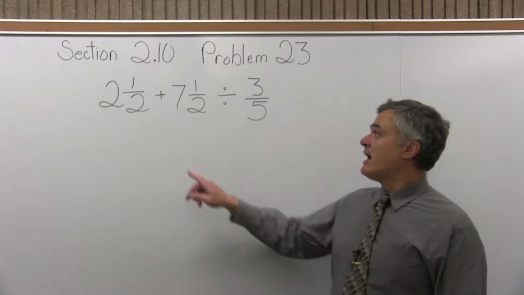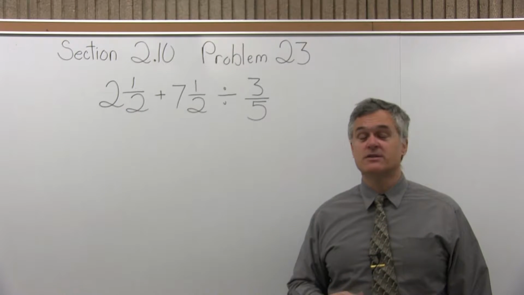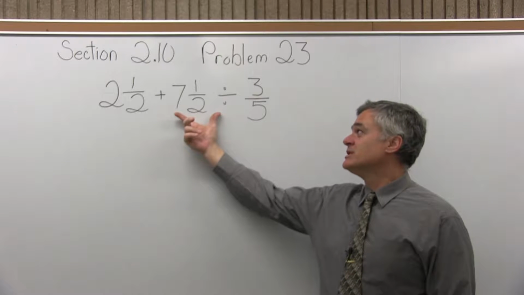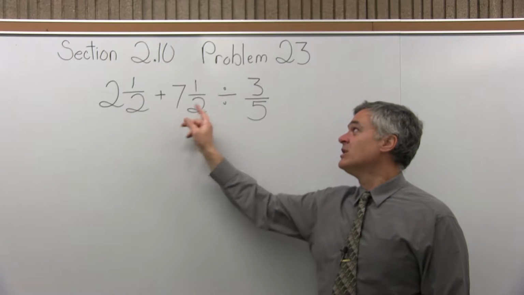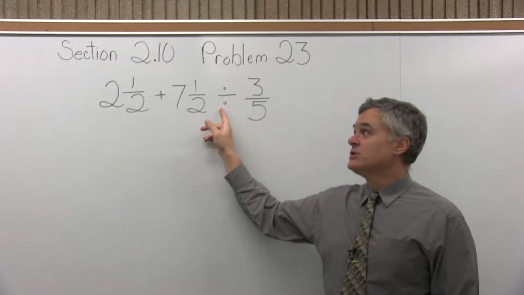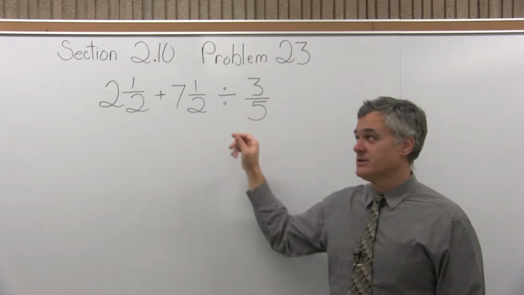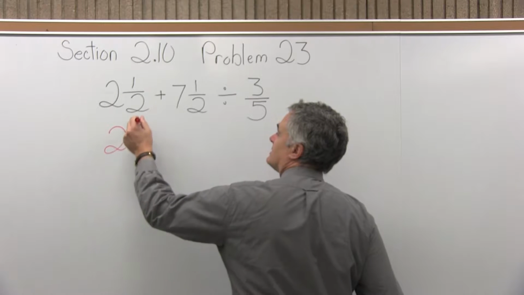We have 2.5 plus 7.5 divided by 3/5. And the point of this type of problem is that you have two mathematical operations. You have to decide which one will occur first. There's an addition with a plus and a division. So the answer is the division must be done first. So let me leave the 2.5 for just a minute. It'll stay out in front.